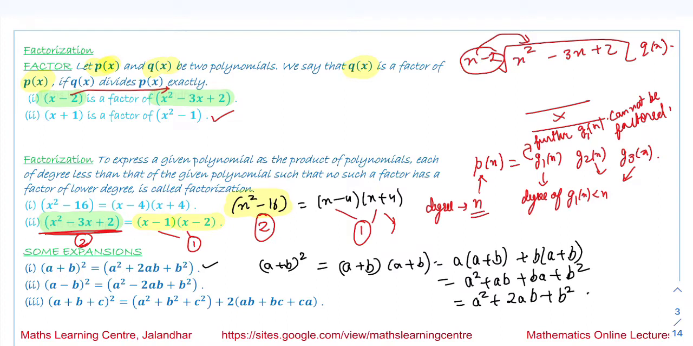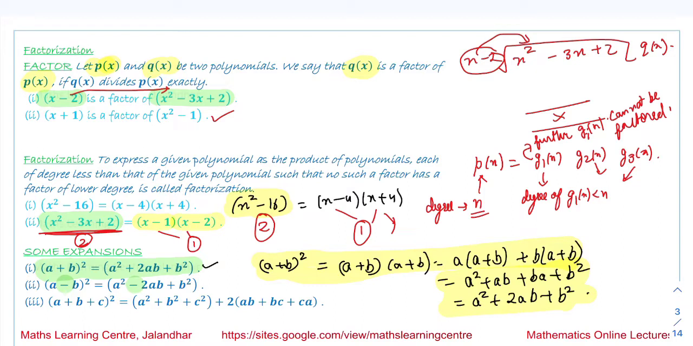Instead of doing this whole calculation every time, we will just memorize this expansion, like a formula. So (a plus b) whole square is a square plus b square plus 2ab. Similarly, if there is a minus sign here, then there is a minus sign there as well.